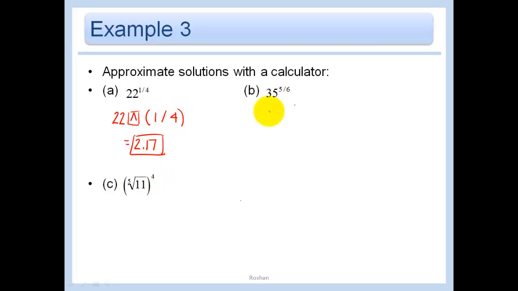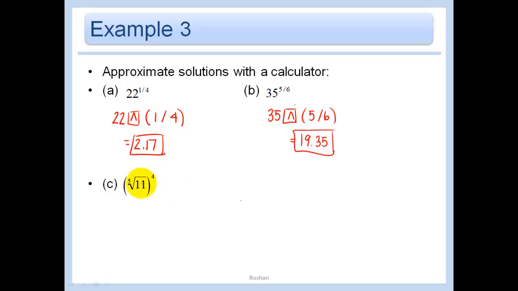On this problem here, all I'm going to do is 35, then I'm going to hit that power button, 5/6 power. The parentheses are very necessary, and my answer should be 19.35.